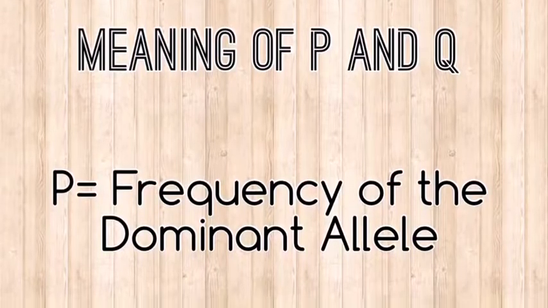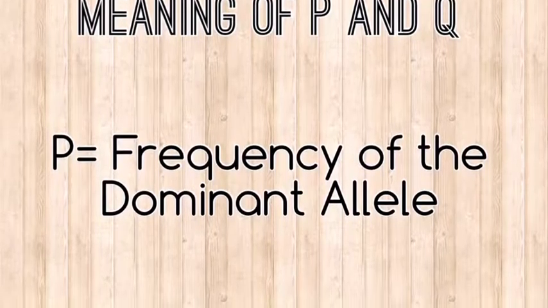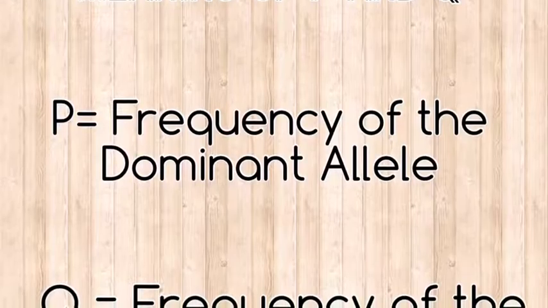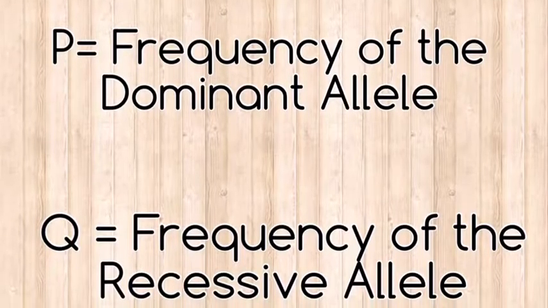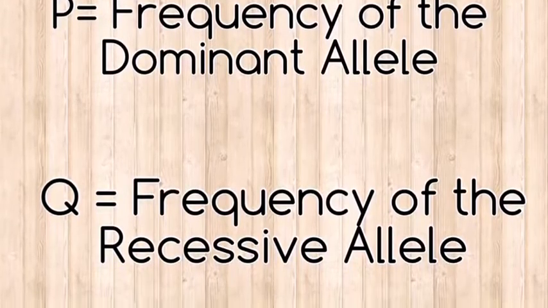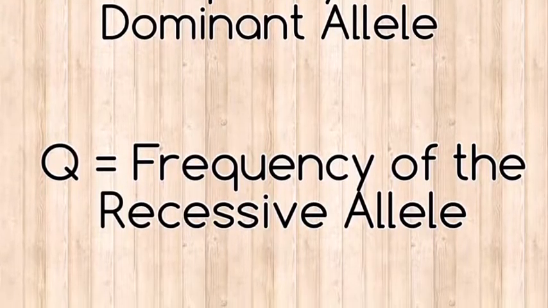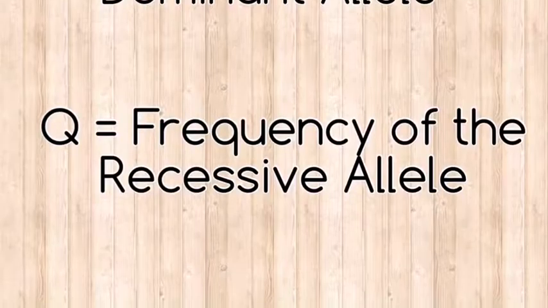Before we can get to the actual Hardy-Weinberg equation, some basic definitions must first be explained. First of all, the meaning of p and q. p equals the frequency of the dominant allele, while q equals the frequency of the recessive allele.